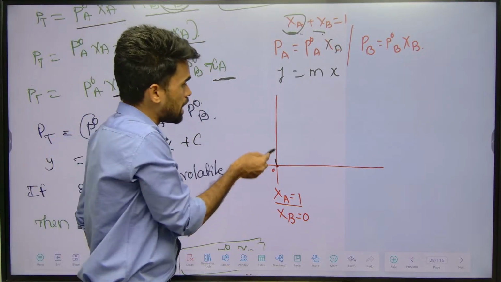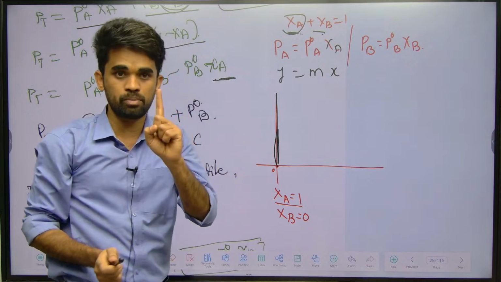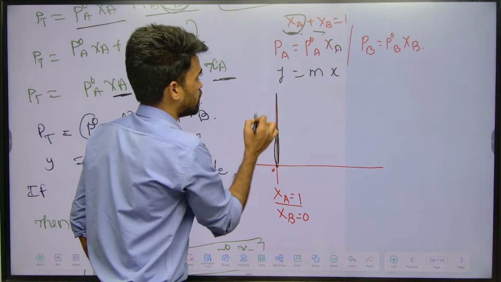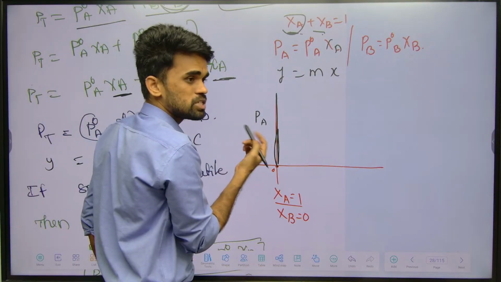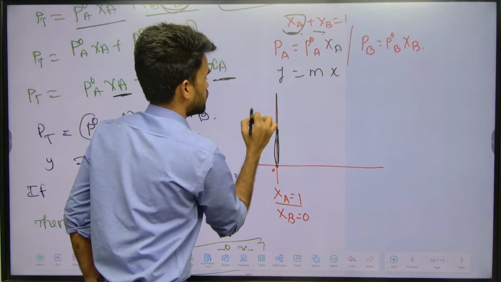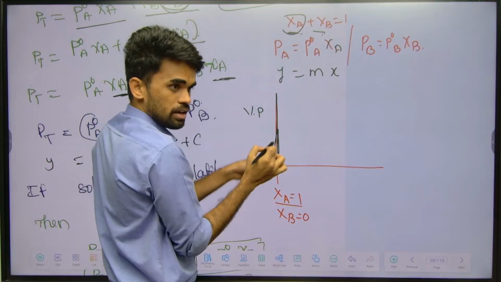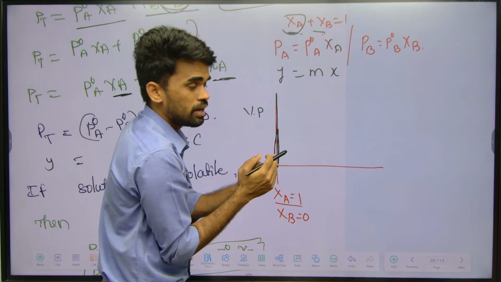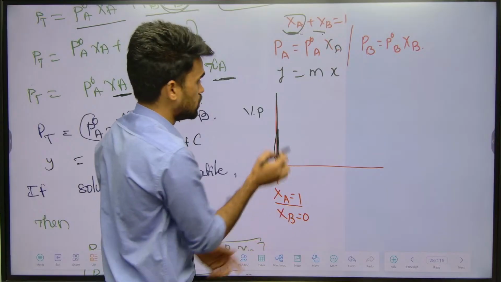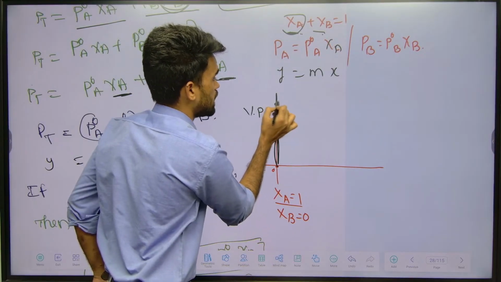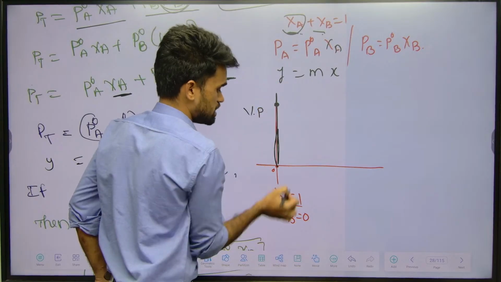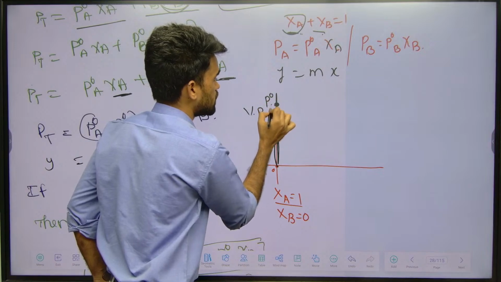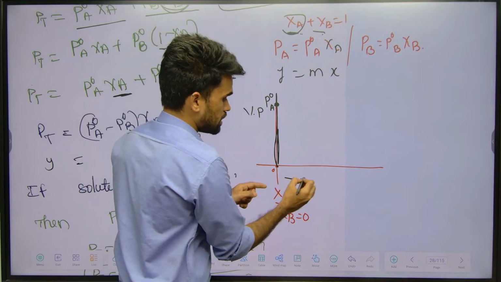That means, at this line, we have only one component. What is that component? A component or B component? A component. So it means whatever the pressure you are measuring here, that complete pressure is given by what? A only, because B component is not there here. So I am saying this is the pressure exerted by A. So only A is there now, pure A is there, means what is this vapor pressure? P naught A. Okay. So I am going like this, like this, like this, like this.